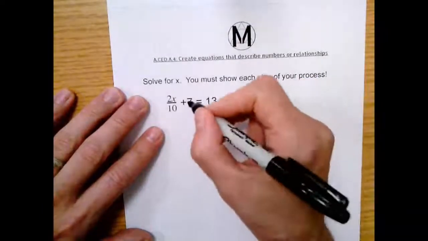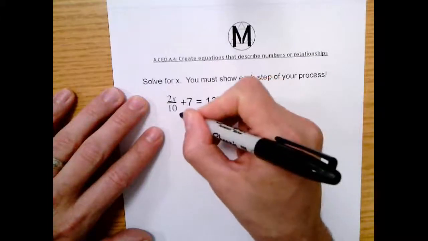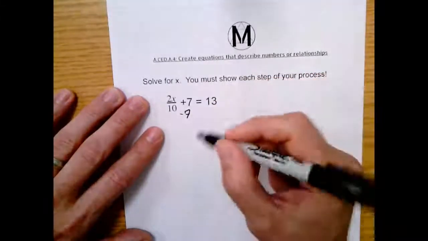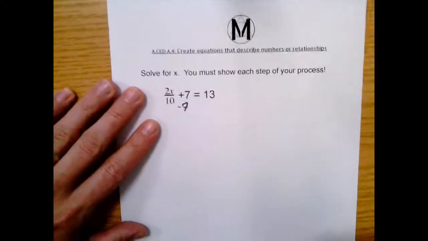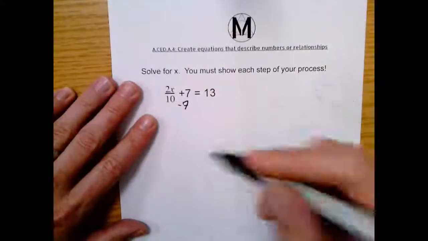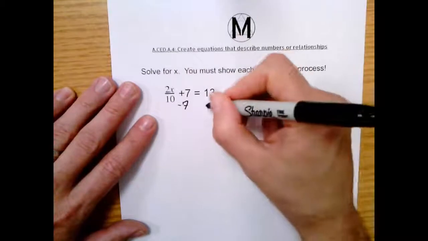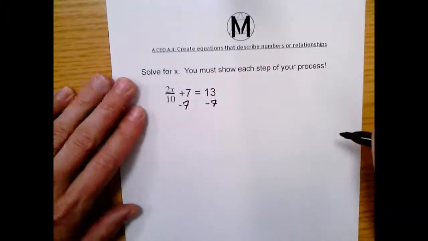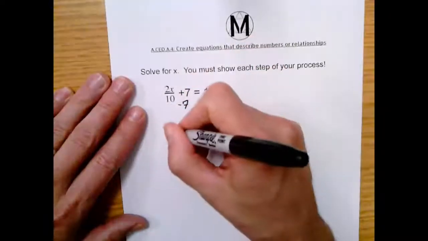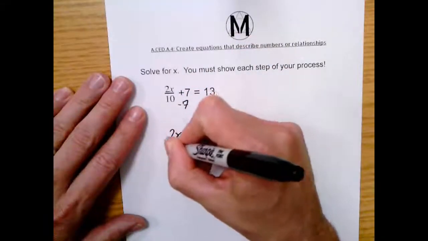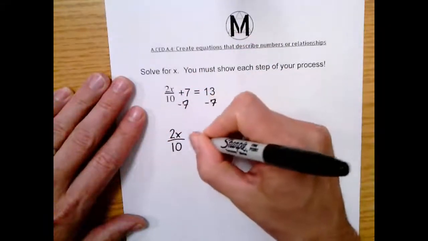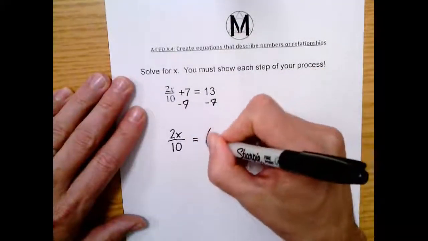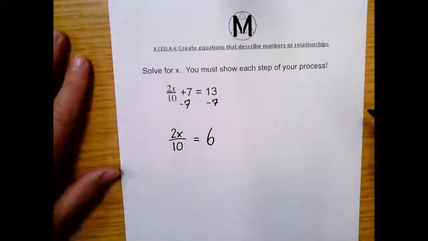So what is the opposite of plus 7? Well, the opposite of plus 7 is minus 7, and that will make that go away. But because we are always working to balance our equation, if I did negative 7 over here, I must do negative 7 over there. Okay? And so that would go away, and I'd be left with 2x over 10 is equal to 13 minus 7. 13 minus 7 is 6. All right, and we're well on our way.